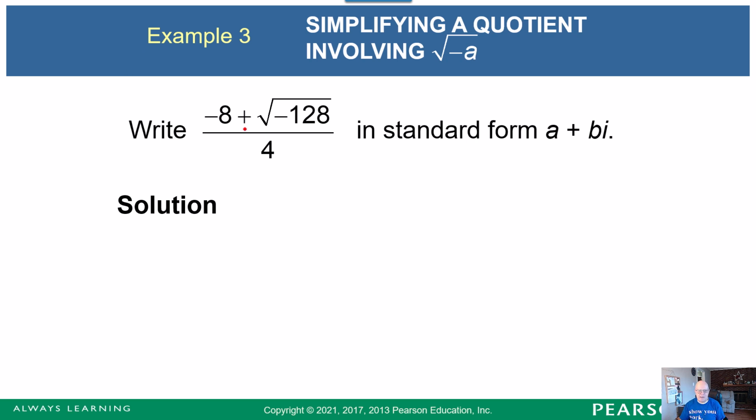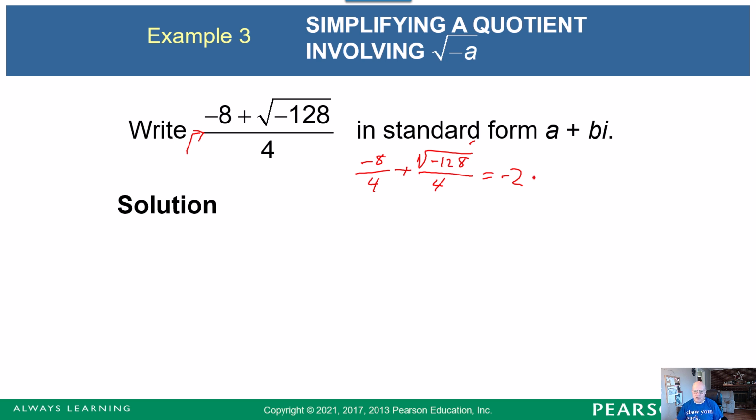All right, can you write this in standard form? First thing you want to do is split this. Remember, this represents division, so this represents -8/4 plus the square root of -128/4. It's the distributive law for quotients. So, what do we get? Well, the first one's pretty easy. No i's involved there, so we've got a -2. Done.